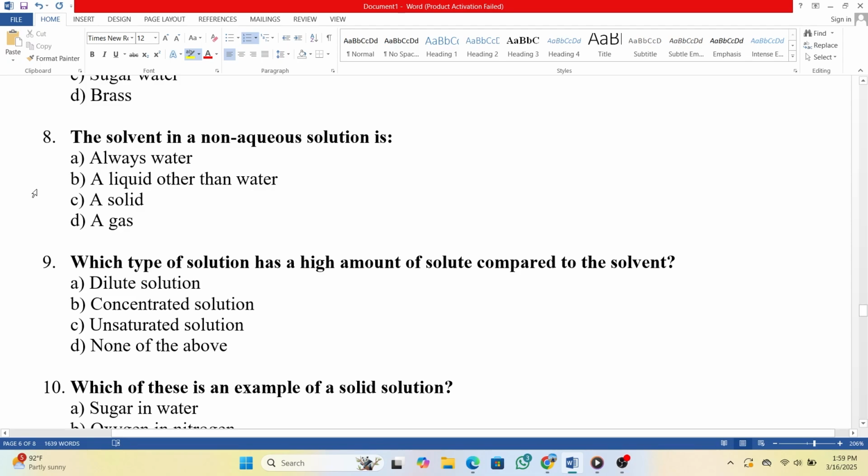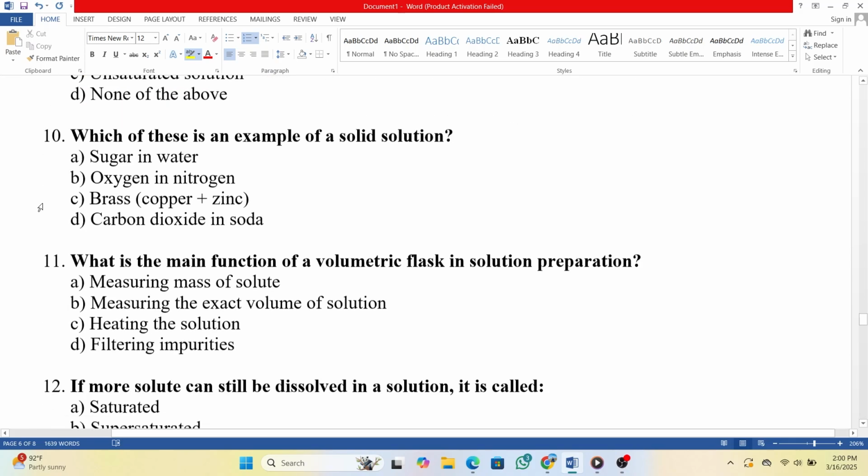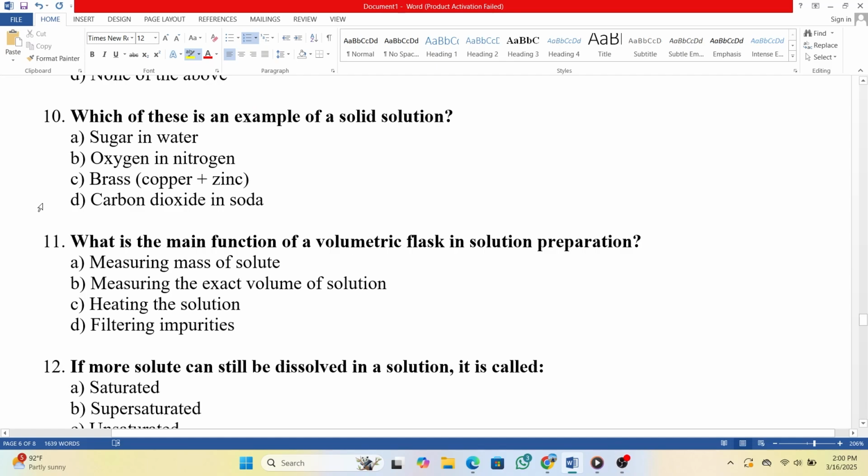Answer, B. 9. Which type of solution has a high amount of solute compared to the solvent? A. Dilute solution. B. Concentrated solution. C. Unsaturated solution. D. None of the above. Answer, B. 10. Which of these is an example of a solid solution? A. Sugar in water. B. Oxygen in nitrogen. C. Brass, copper plus zinc. D. Carbon dioxide in soda.